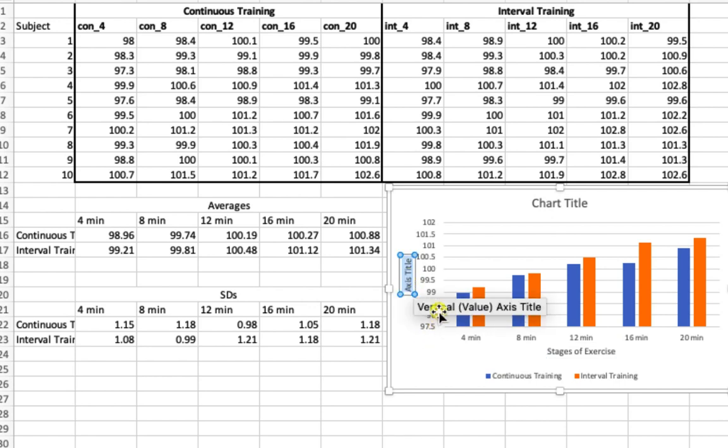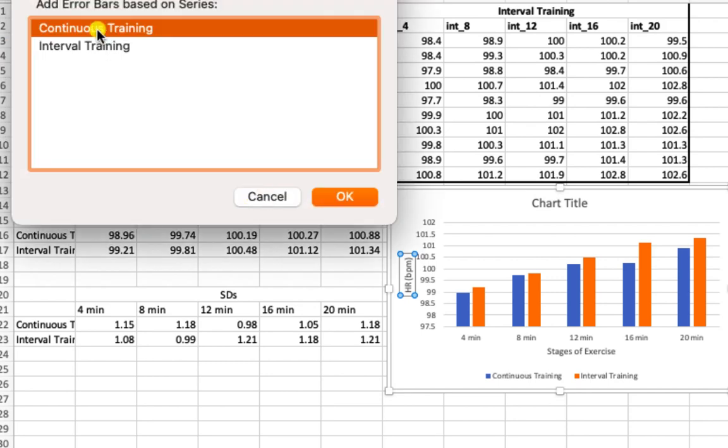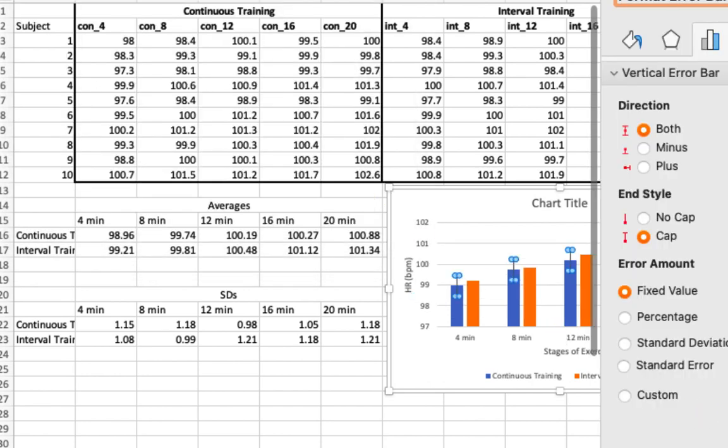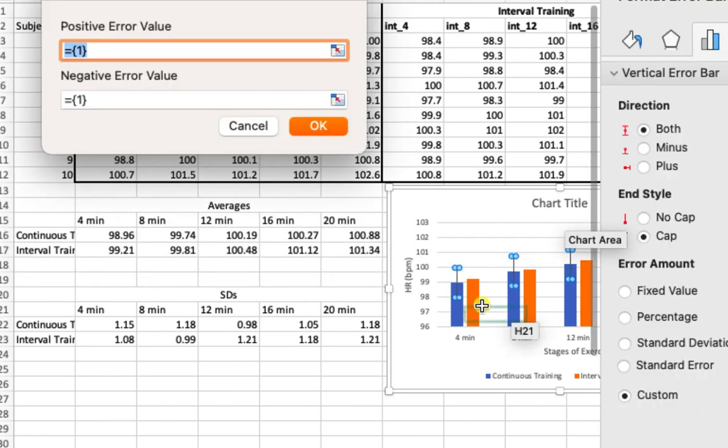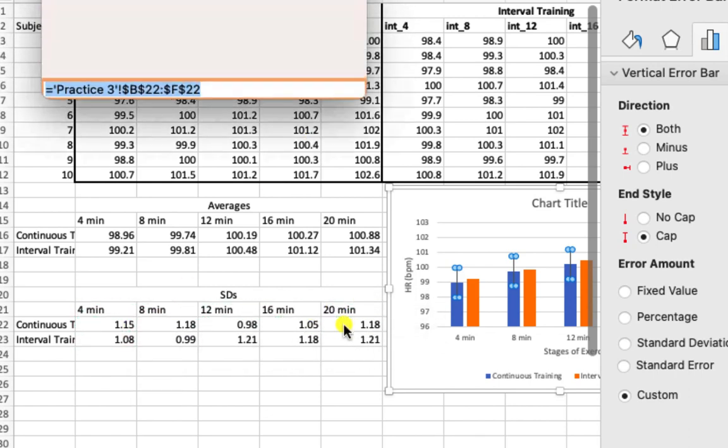Our y-axis would be representative of the dependent variable, which is heart rate, and that was measured in beats per minute. You can come up with a nice fancy chart title. And all we have left to do is add the error bars. I'll do continuous training first. So click OK. We can do the whole custom value thing, and then I'd highlight the standard deviations for my continuous training for both the positive and negative error values.